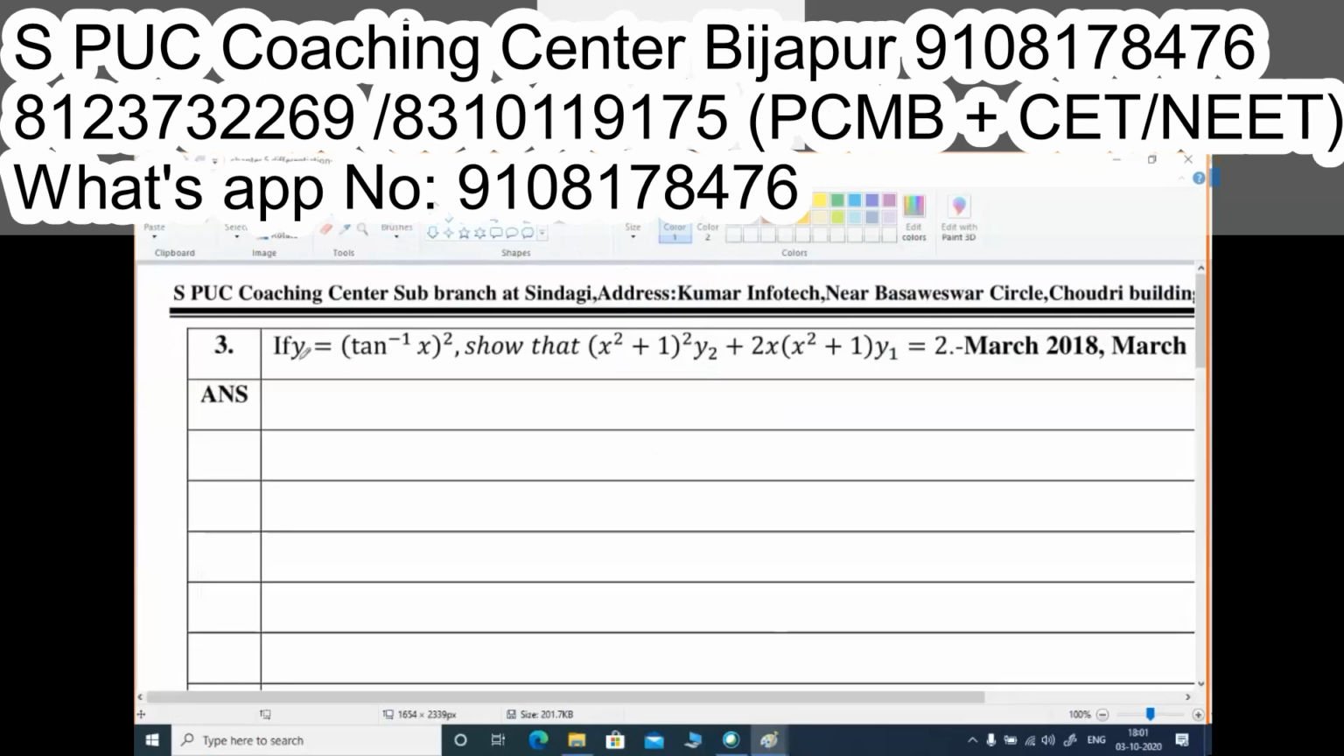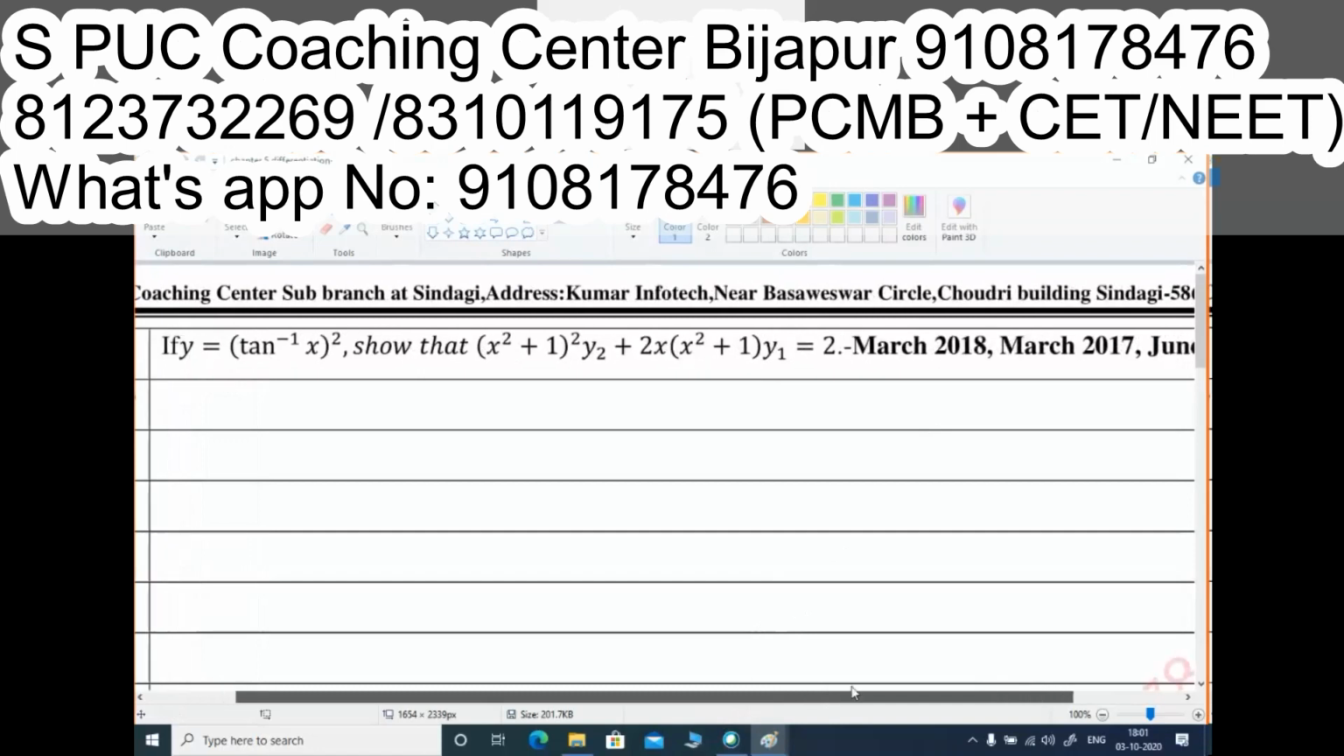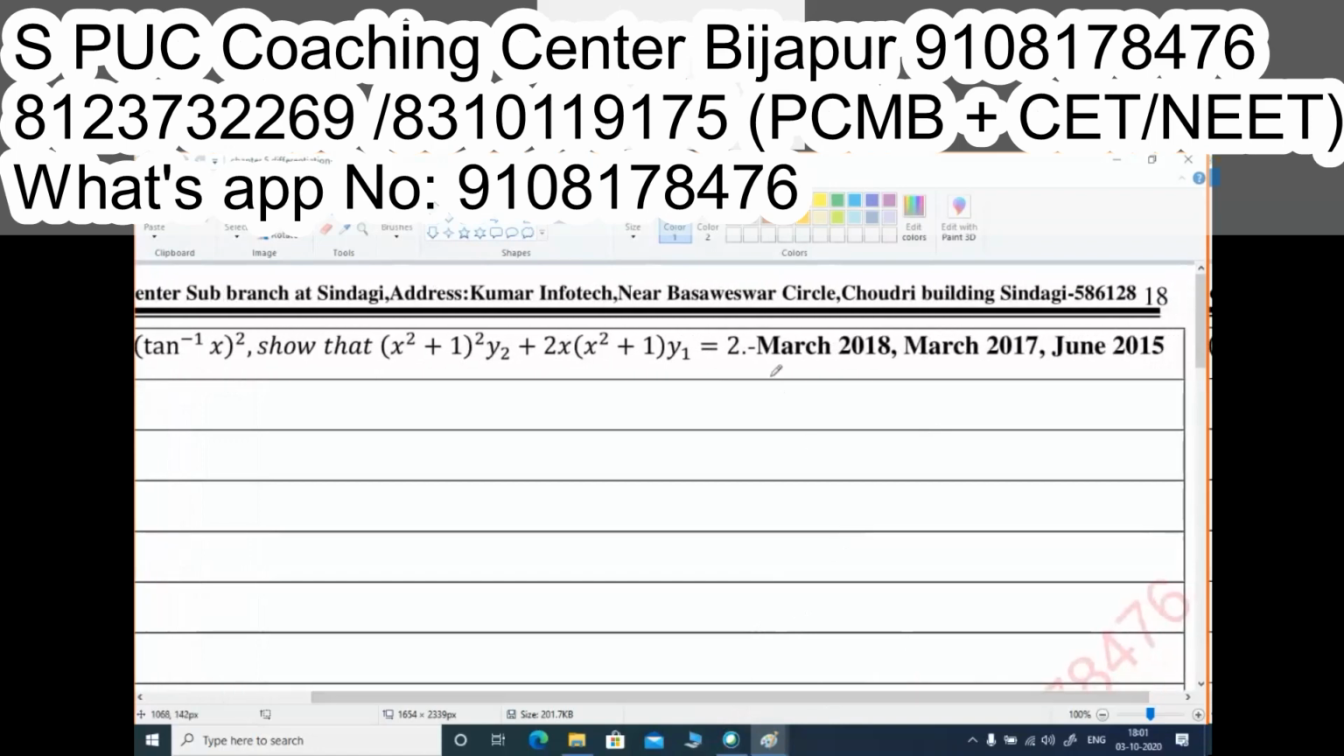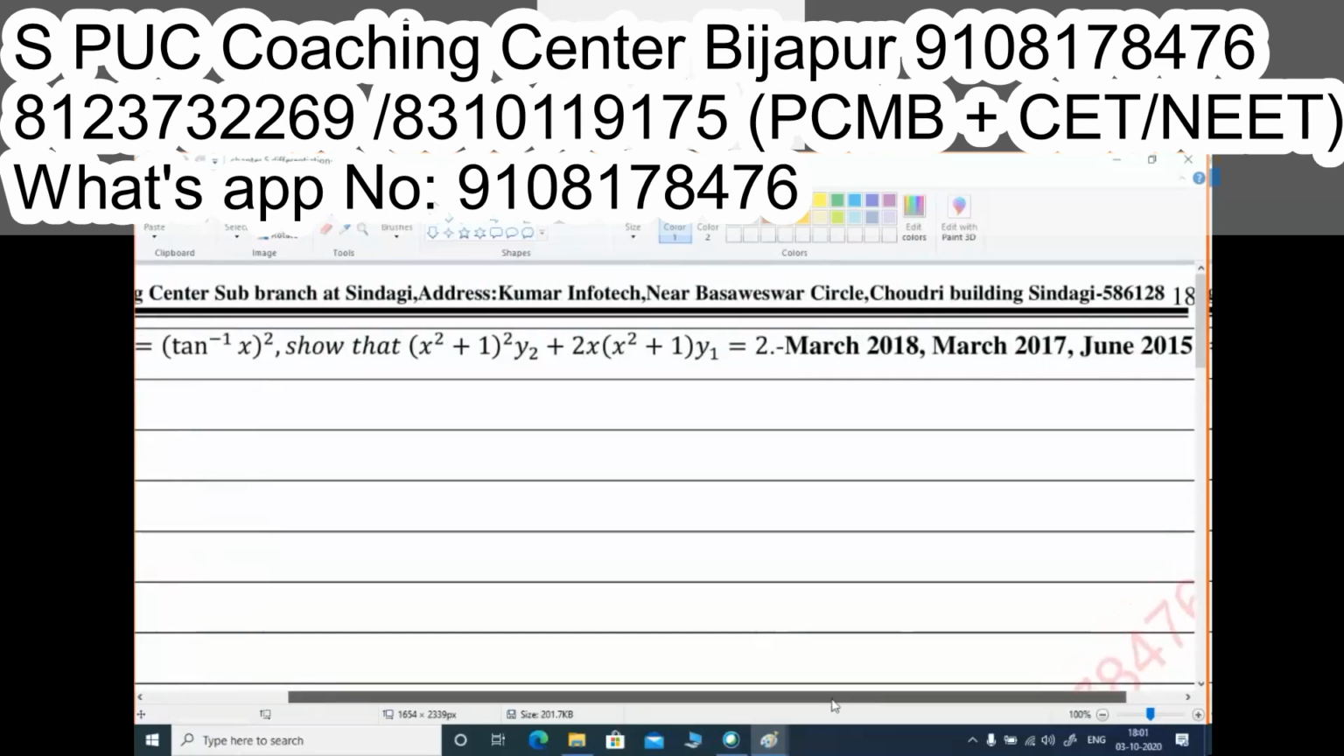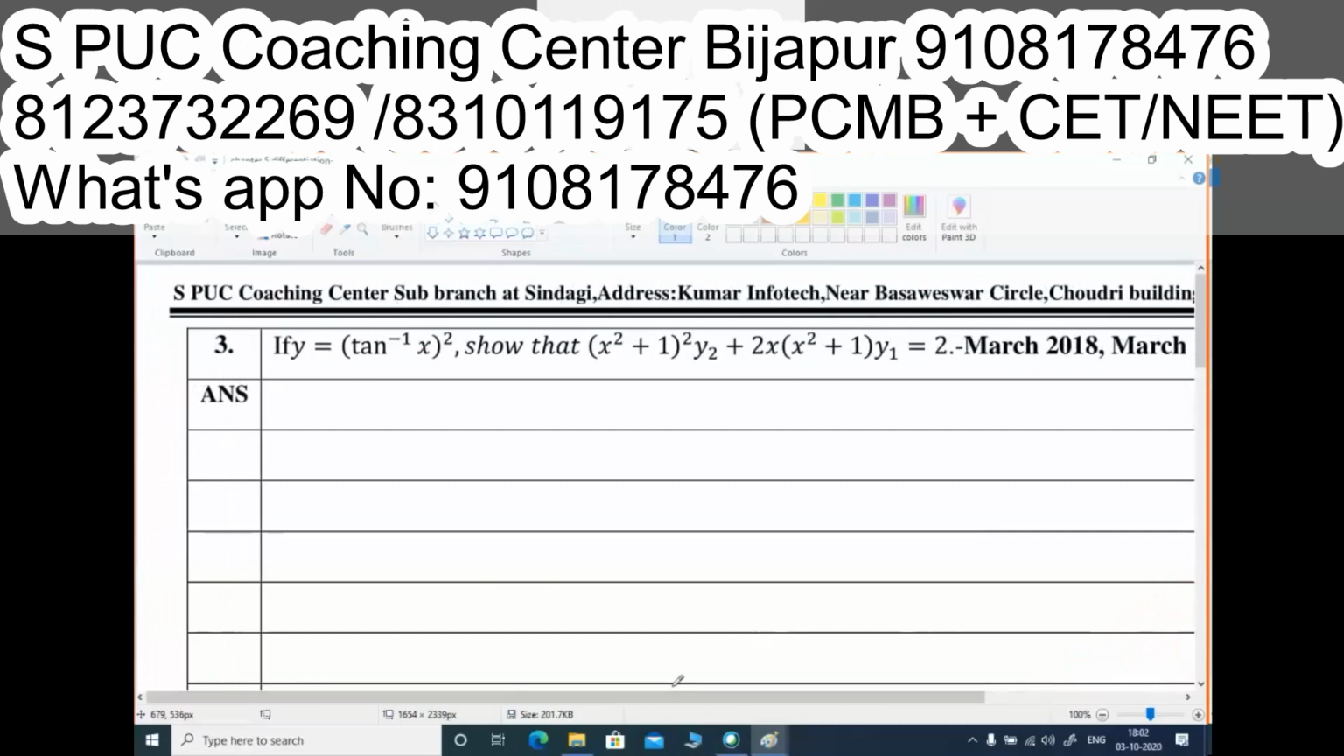So here, if y is equal to tan inverse x bracket square, show that x square plus 1 bracket square into y2 plus 2x into x square plus 1 into y1 equals to 2. This has appeared many times, see here, March 2018, March 2017, June 2015. So let us have this solution completely and clearly.